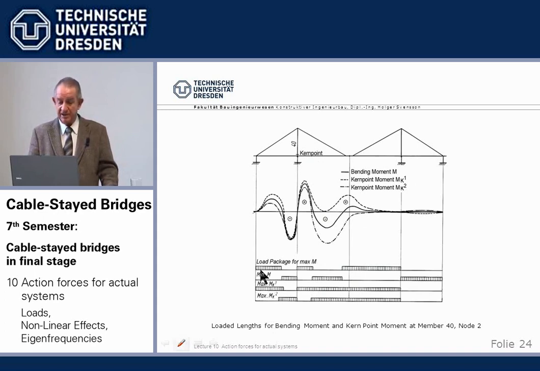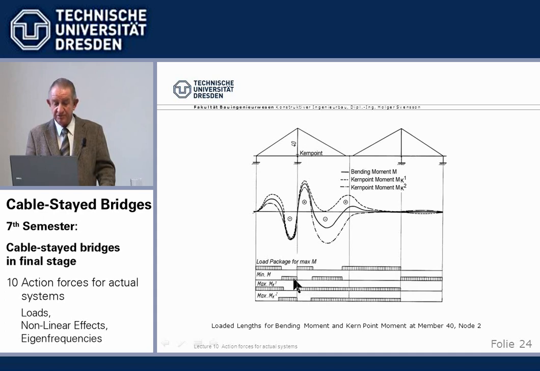We have here the load package. We are looking for this tower moment. Tower is fixed to the beam. We look to this moment. And the influence line for this moment is the full line. And we have differences in 0. And the load package, for that, we have to load this, this, or this to get the biggest positive moment.